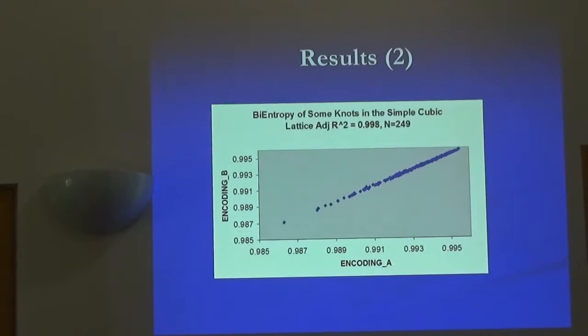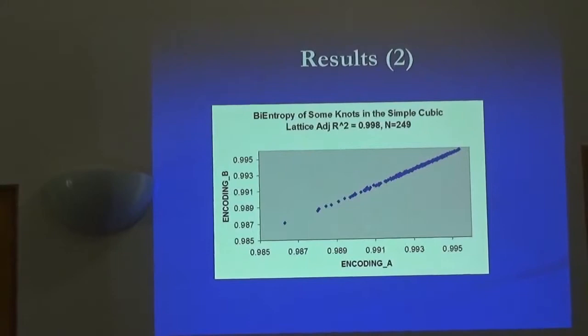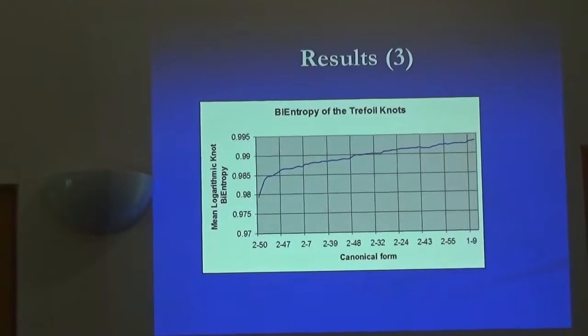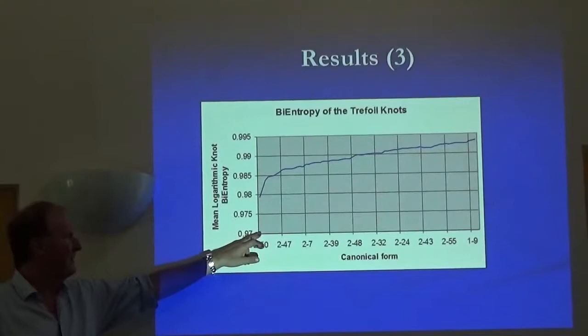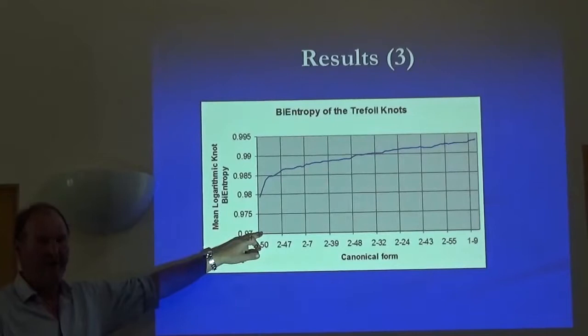And the same occurred for the trefoils and for all the other knots. So the Monte Carlo method is stable, and also what it shows is that knots are disordered, so a number that's close to 1 is a disordered binary object, according to my BiEntropy metric. The BiEntropy of the trefoil knots, the least disordered of the trefoil knots is the knot 250, right? Now, what do you suppose the knot 250 looks like?